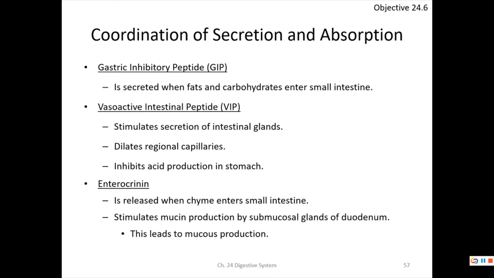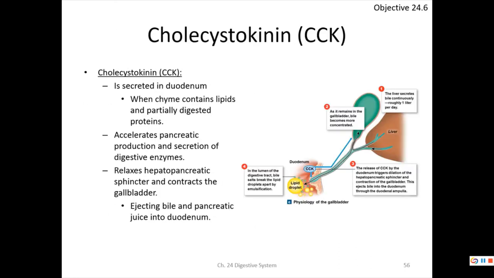Enterocrinin's job is to come in and, anytime any chyme enters, it stimulates mucus production in the duodenum and rest of the digestive tract just to prepare the small intestine for chyme arrival. It's just anytime chyme is released. So enterocrinin is always going to be released during any time you have the intestinal phase of digestion. But remember, vasoactive intestinal peptide, yes, but you may not produce CCK every single time if you had done some other digestion or secretin or things like that. And these hormones will be emphasized definitely on an exam.